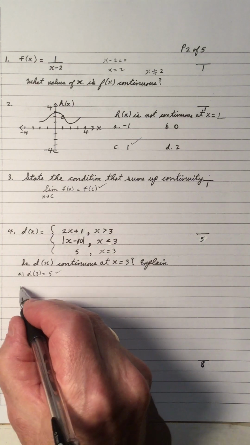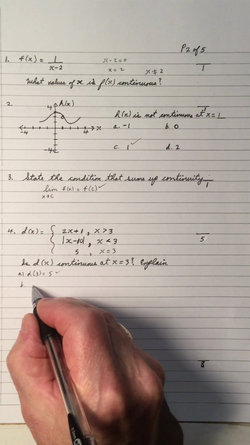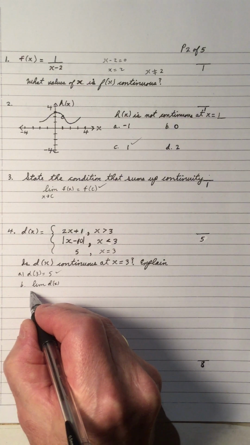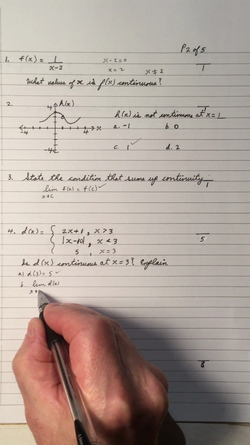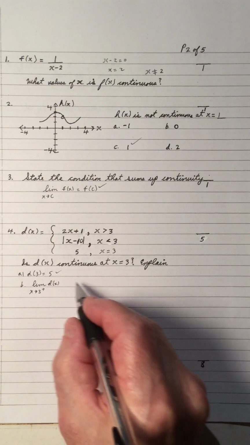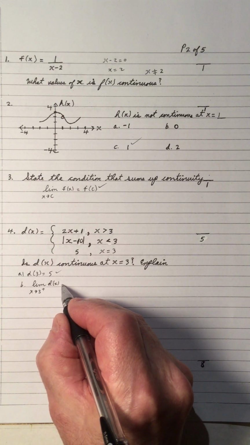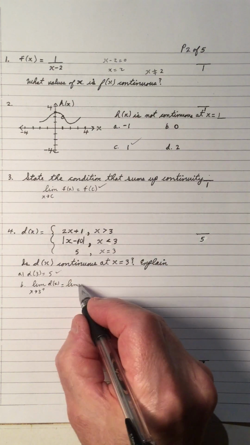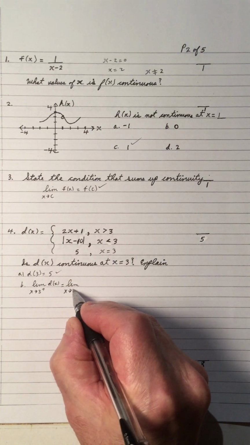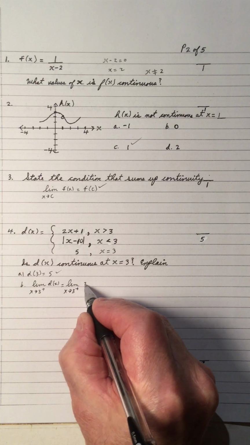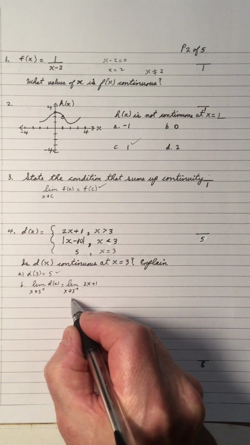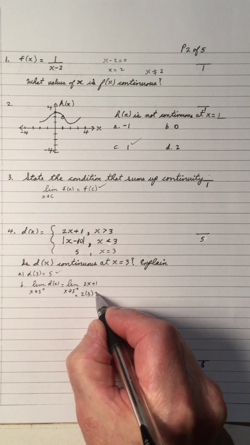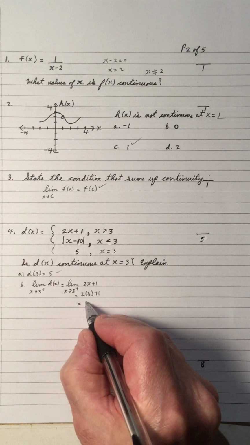So it's defined. Part B is the limit of d of x as x approaches 3 on the right side. That limit on the right side is right here, 2x plus 1. So as x approaches 3 on the right, we have 2x plus 1. We put a 3 in the place of x, and we get 6 plus 1, which is 7.